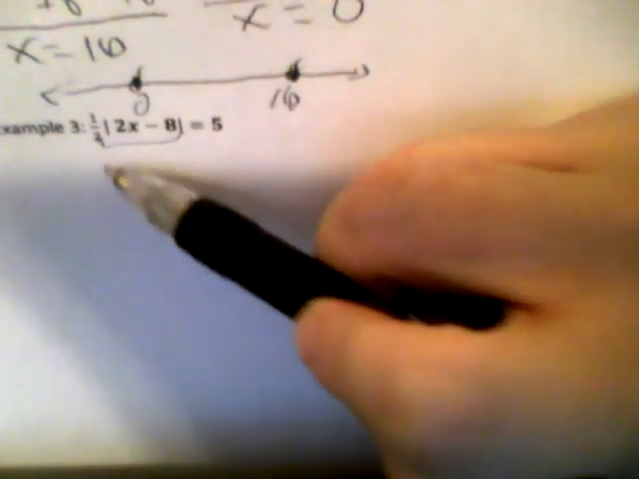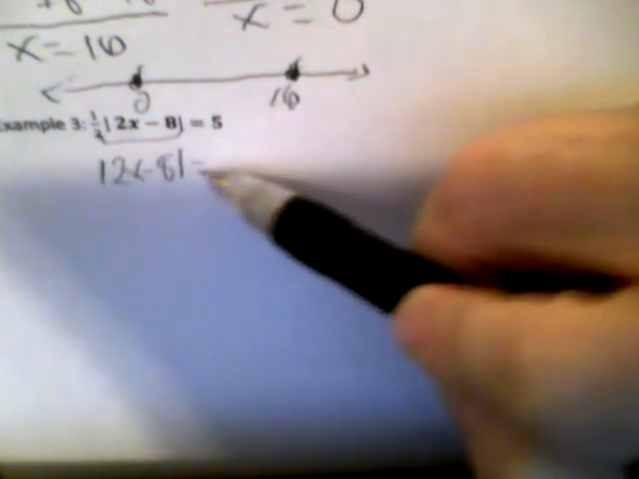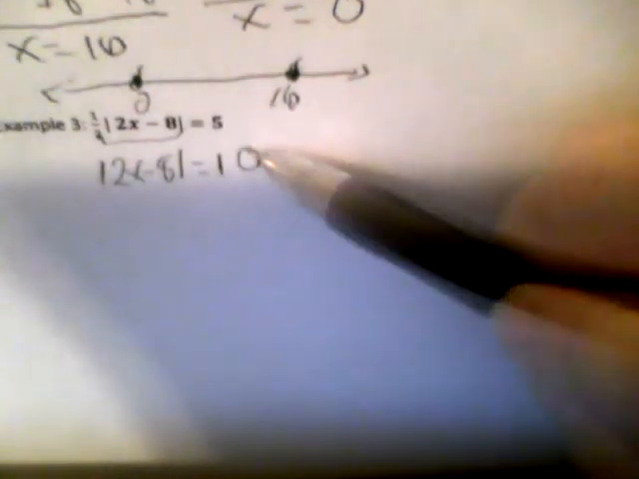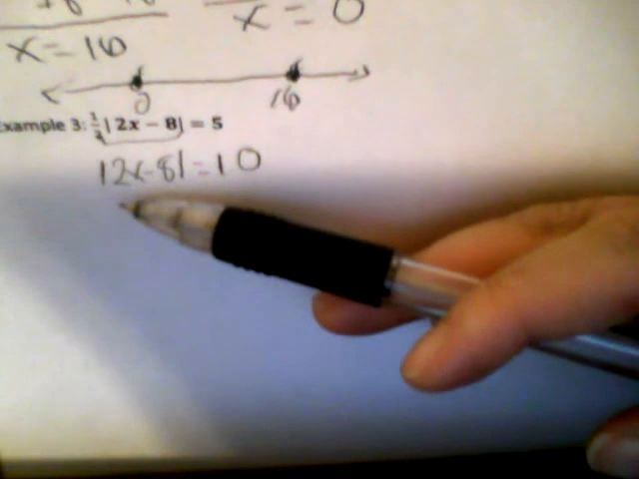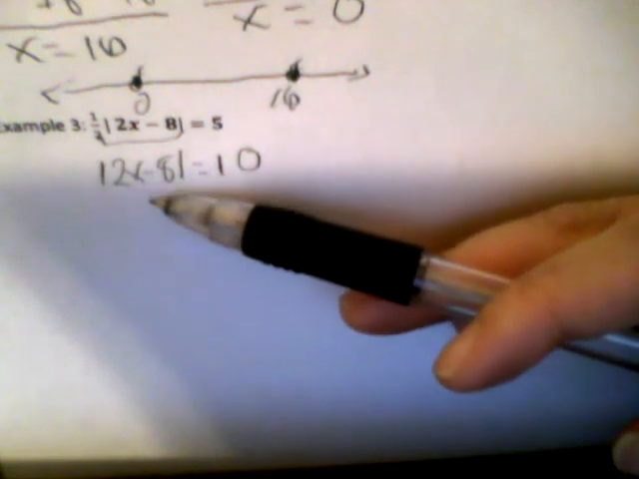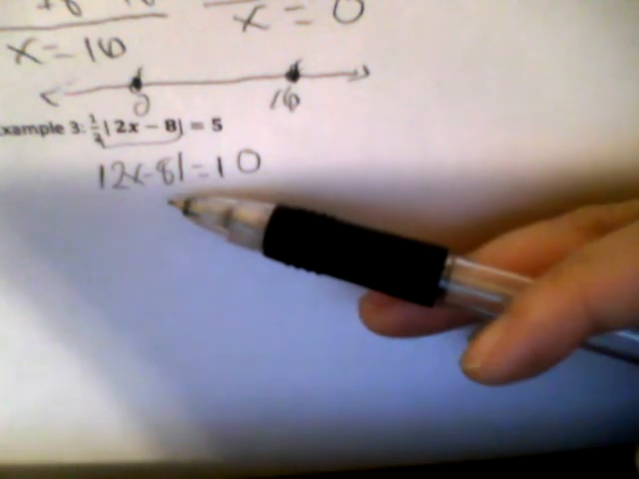To do that, I have to multiply by 2 on both sides. When I multiply by 2 on both sides, I'm just left with 2x minus 8 over here. And on the other side, I'm just left with 10 because 5 times 2 is equal to 10. Now, once again, I'm going to have to write two equations because I know that 2x minus 8 is a distance of 10 units away from 0, which means that 2x minus 8 could either equal 10 or negative 10, because both of those values are 10 units away from 0.